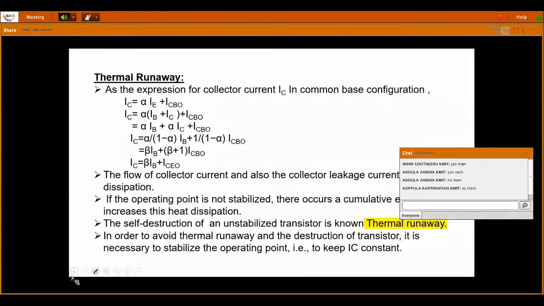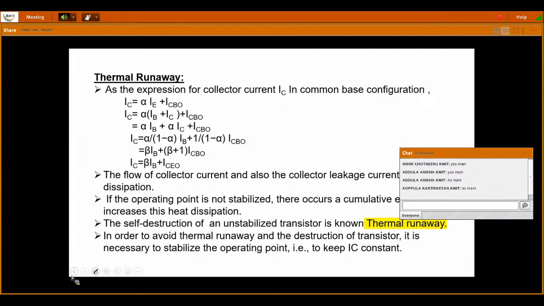The flow of current and also the leakage current causes the dissipation of heat. If the operating point is not stabilized, there occurs a cumulative effect which increases the junction heat dissipation. Exactly at the junction, the heat will be dissipated. Again, it can produce charge carrier generation, and that can increase the amount of collector current. That increase in charge carrier concentration has a cumulative effect, so again the junction temperature or heat will be dissipated at the junction.